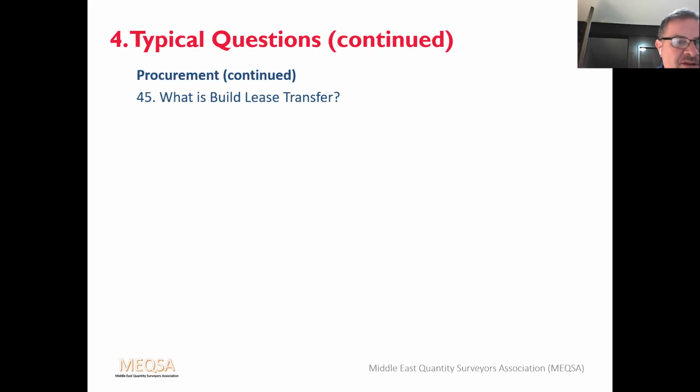So what is build lease transfer? Now, these are different forms of PPP. This is build lease transfer, which could be called BLT. This is when a facility is designed, financed and constructed by the private sector and then leased back to the government for a predetermined period of time at a pre-agreed rental. The facility is owned by the private sector partner during the lease period. And at the end of the period, say 25 years, the government can either renew the lease, buy out the private sector partner, or walk away from the deal.